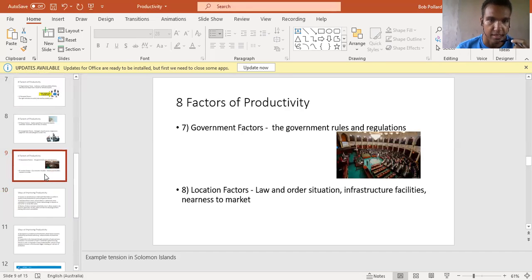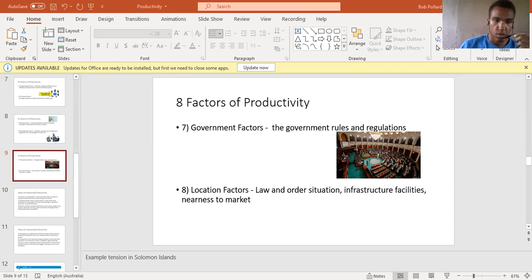The last factor is location factors. Law and order situation, infrastructure facilities, and nearness to the market. So productivity also depends on location factors such as law and order situation, infrastructure facilities, nearness to market, nearness to the sources of raw materials, skilled workforce.